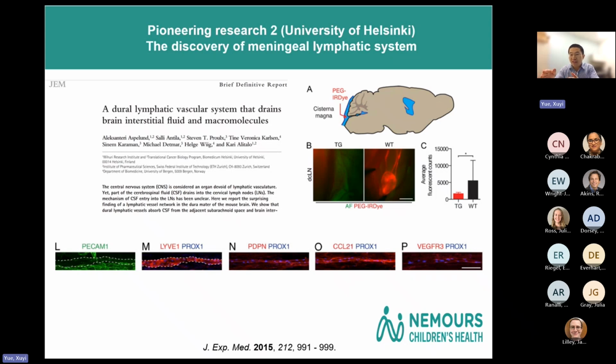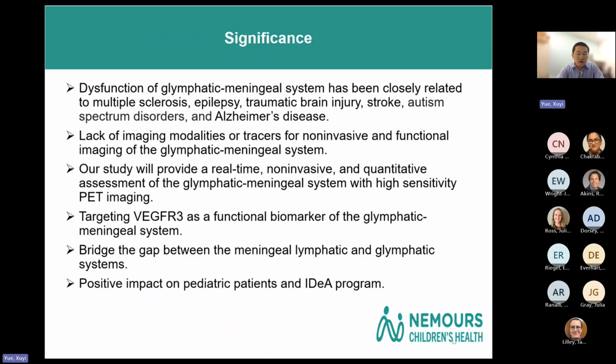From the right picture, with the normal lymph node, we can see the dye flows through the brain lymphatic system to the lymph node. However, in the transgenic mice, where the lymph node was ligated or removed, there's very minimal uptake. In the body, they also did a lot of biomarker analysis. They further confirmed the different biomarkers expressed in the meningeal lymphatic system, and VEGFR3 is one of the key biomarkers.